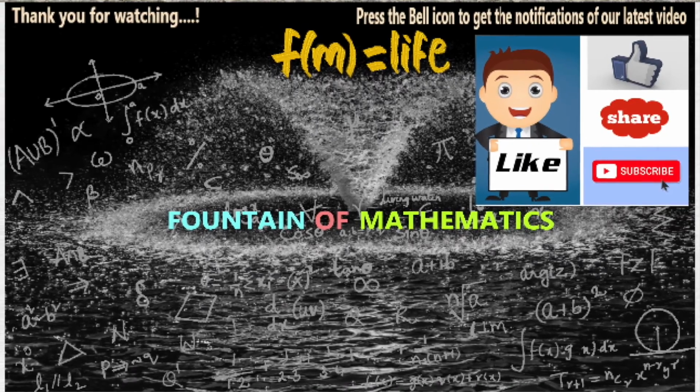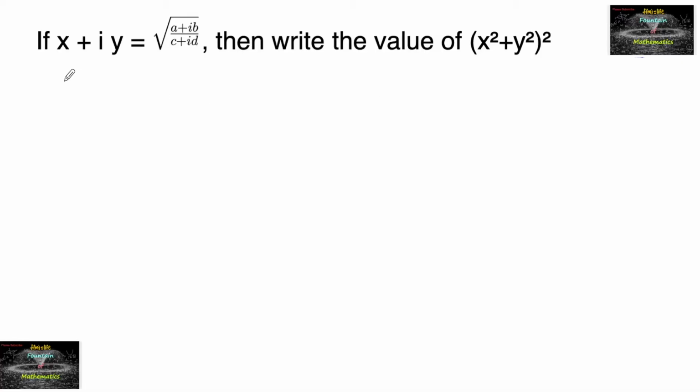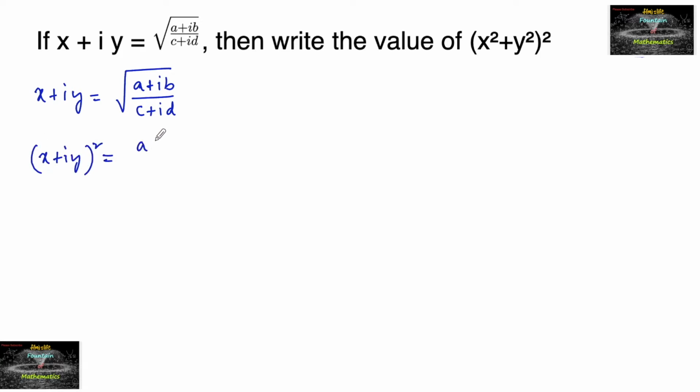If x plus iy is equal to root over (a plus ib) upon (c plus id), then write the value of (x square plus y square) whole square. It's given x plus iy is equal to the square root of (a plus ib) upon (c plus id). So squaring on both sides, we can write (x plus iy) whole square is equal to (a plus ib) upon (c plus id). Now let us take the modulus on both the sides.